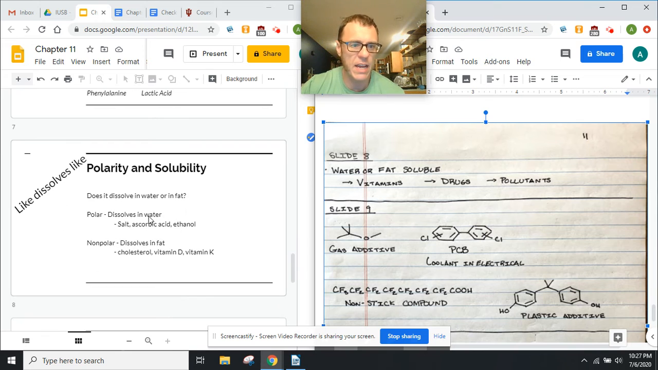So here, slide 8, polarity and solubility. Does it dissolve in water or fat? This is kind of a big deal because we have to understand if vitamins, drugs, and pollutants are fat or water soluble. All right, pretty simple. Polar, then it dissolves in water. If it's non-polar, then it dissolves in fat.